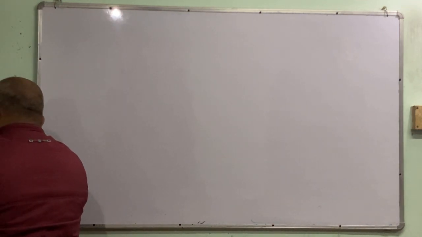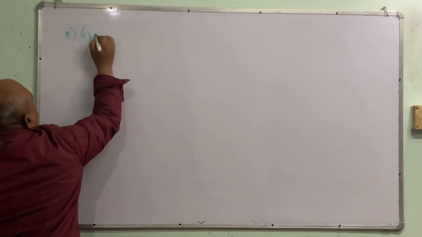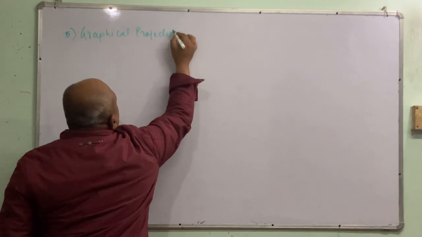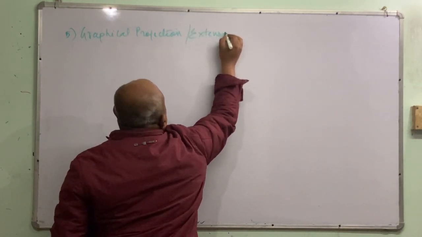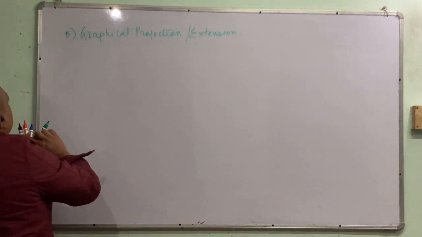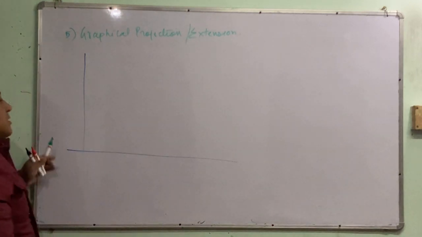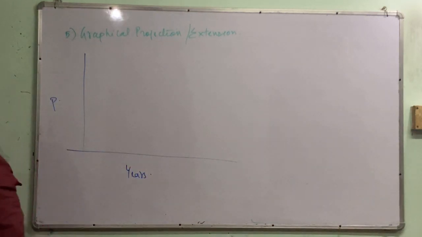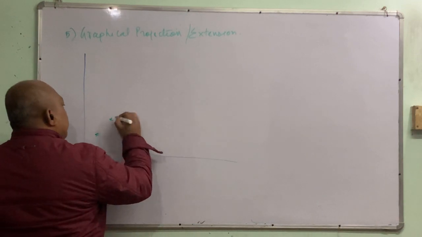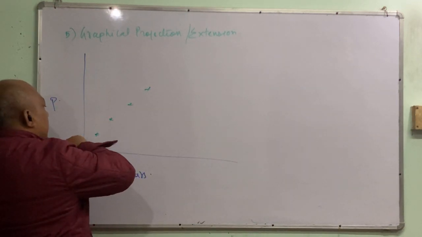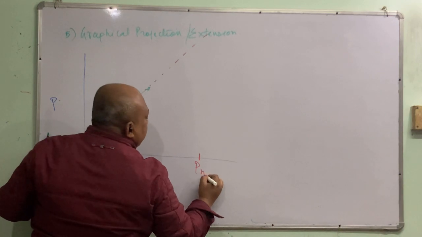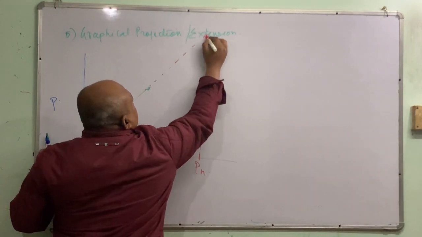And another technique is graphical projection or extension. Now what you have to do is here, this is the existing years. This is the population. These are your graphs. Okay, simple, simple. You're drawing here, simply you extend the line. So if you want to know the population of n in this place, this is the answer.